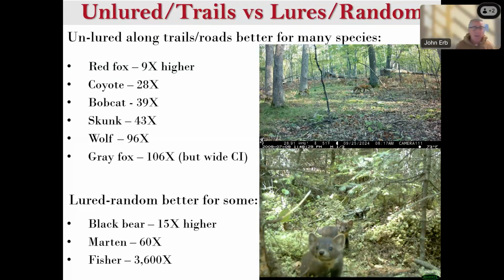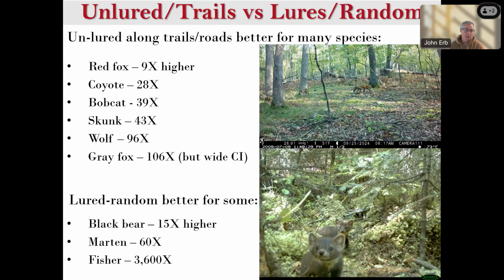I'm probably going to need to speed up here to leave time, so I'm going to go a little faster. We did some studies and found that actually not using a lure is as good or better for many species. So we put cameras on trails, ATV trails, hunter walking trails, game trails, things like that with no lure. And then we compared it to cameras that were in the forest at more of a random location with lures. And what we found is red fox, coyote, bobcat, skunk, wolf, gray fox were all much more likely to be detected on those trail type areas, even without a lure, than they were at the lured sites.